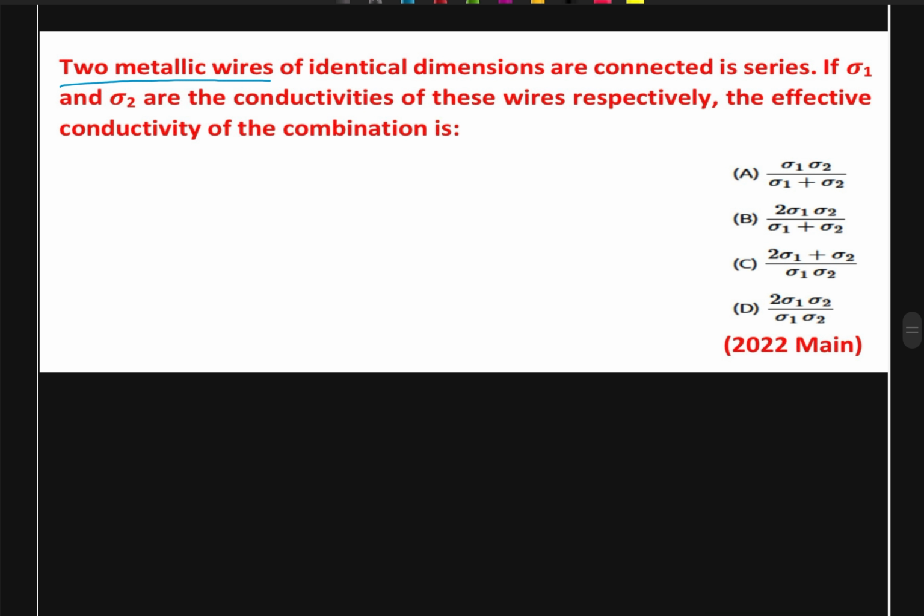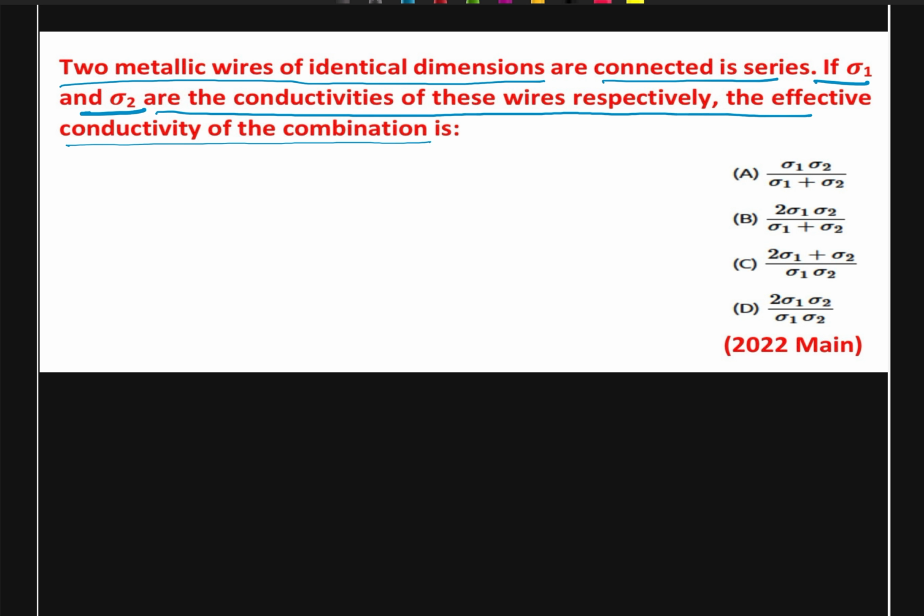It states that two metallic wires of identical dimensions are connected in series. If we have rho 1 and rho 2, sigma 1 and sigma 2 are the conductivities of these wires respectively. The effective conductivity of the combination is?